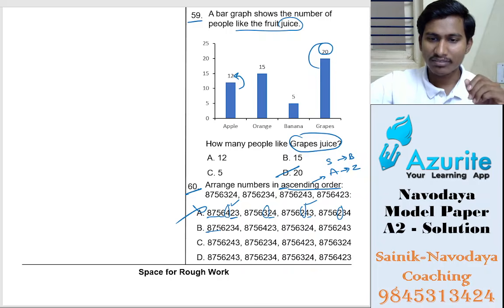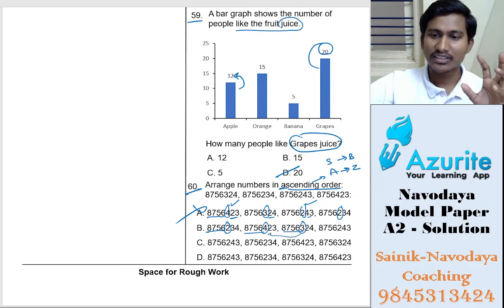So 8 7 5 6 is all same, right? So after that 2 is there, right? 2, after that 4, after that 3. No, 3 should come first, that is the smaller, so not possible. So here 8 7 5 6, here 2 is there, right? Here also 2, here 6 is there, right? So 2 2, then 6 is there, then 6. So after that it is correct.